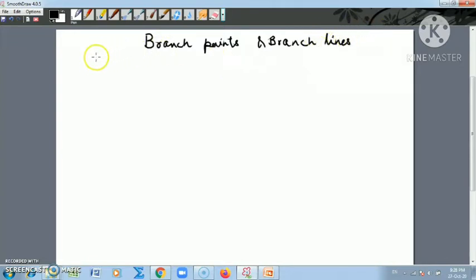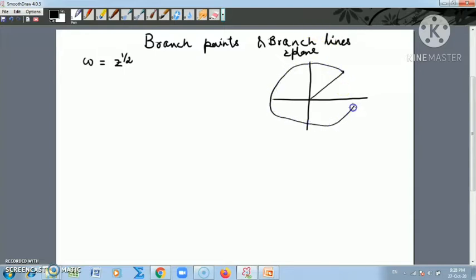So suppose we have a function w is equal to z to the power half. Now let us look at this. Suppose this is the z plane, and let z make a complete circuit like this. Suppose it's going this way and coming back to this point A. Let this point be O, and this OB is the axis, and it's moving in this direction.